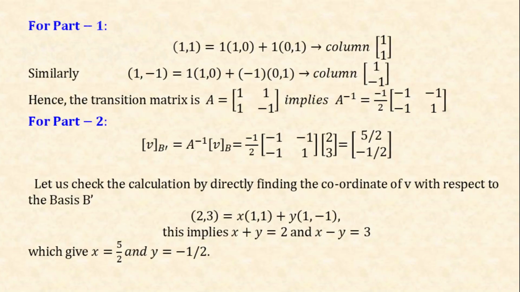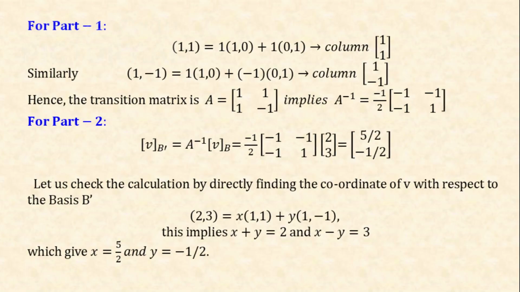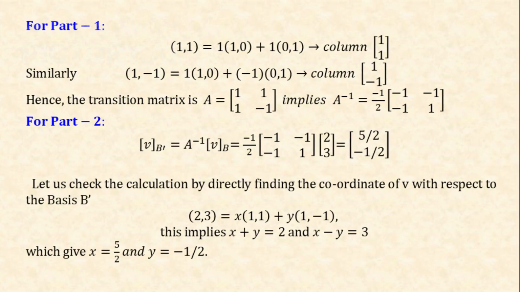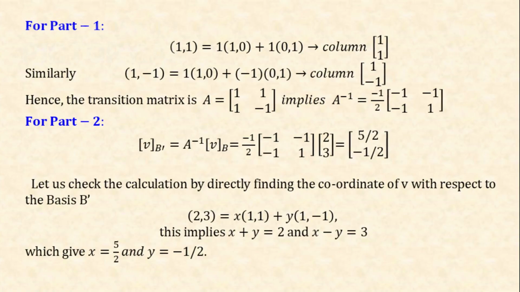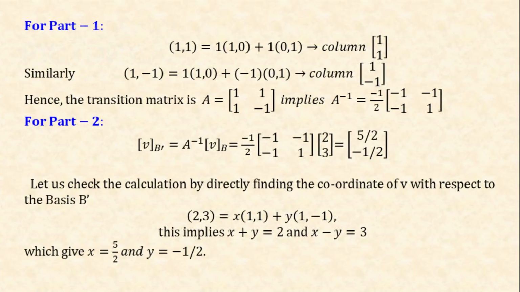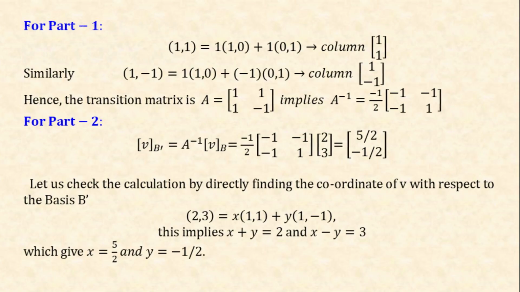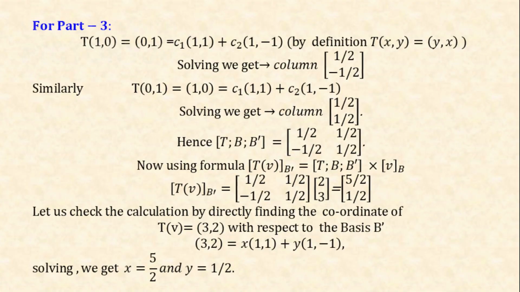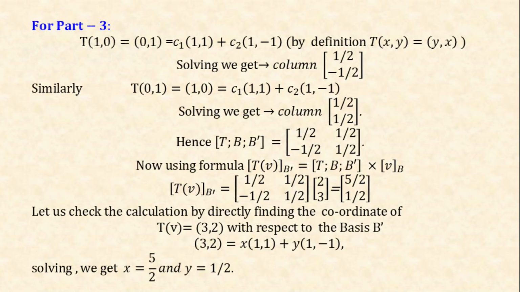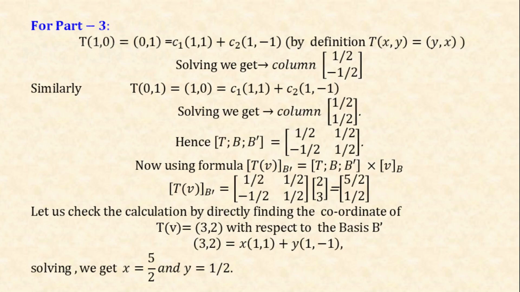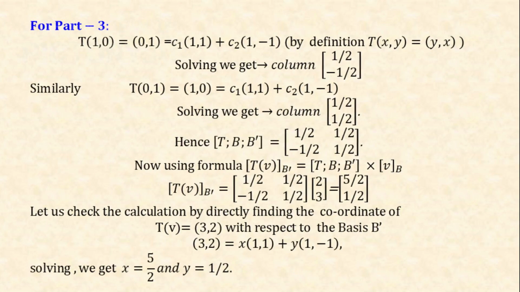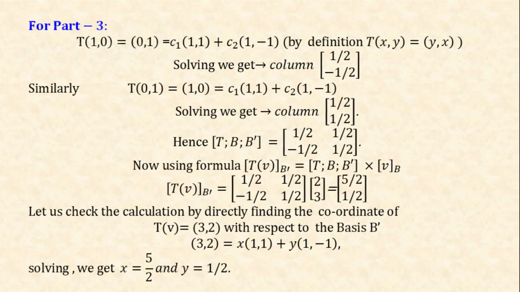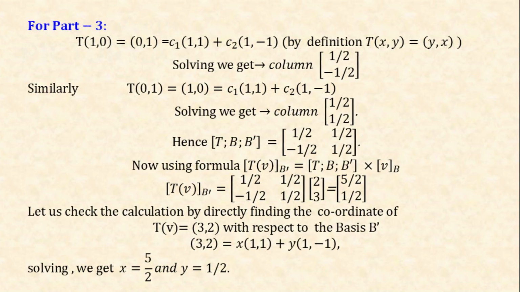In part 2 we will verify the result of section 7 for the vector (2, 3). The coordinate of v relative to B' is equal to the inverse of A multiplied by the coordinate of v with respect to B. By the following direct calculation, we get the same result. In the third part we will verify the result of section 6 for the vector (2, 3). The image of the vector (1, 0) under T is (0, 1), which can be written as a linear combination of vectors of B'. Solving equations we get the first column and so on.